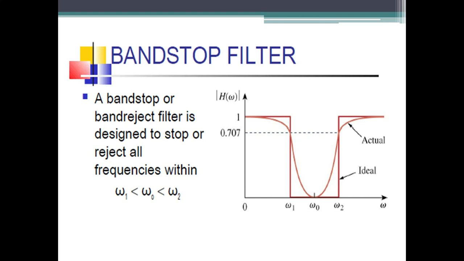Here also there is the angular frequency omega 0, where zero attenuation should be obtained. In the ideal case, only the frequency band omega 2 minus omega 1 is attenuated, which acts as the stop band, and the rest is the pass band. This means frequencies from 0 to omega 1 and from omega 2 onwards pass through the circuit, whereas for the range between omega 1 and omega 2 the circuit attenuates or rejects the frequencies. This type of filter is called the band stop filter.